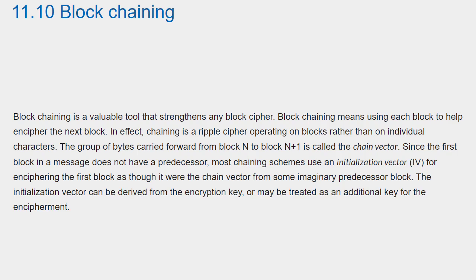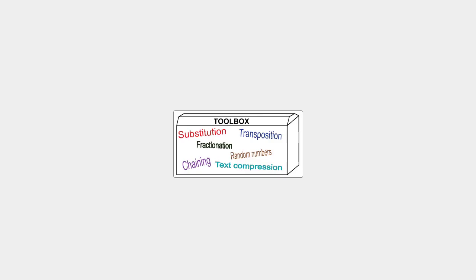Since the first block in a message does not have a predecessor, most chaining schemes use an initialization vector, IV, for enciphering the first block, as though it were the chain vector from some imaginary predecessor block. The initialization vector can be derived from the encryption key, or may be treated as an additional key for the encipherment. Aside. The block chaining used for Bitcoin and other cryptocurrencies is a specialized form of the block chaining used in cryptography. Here is where they got the idea.